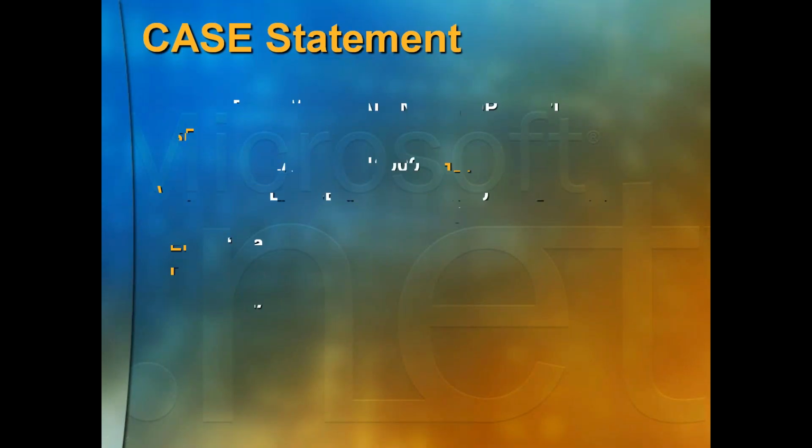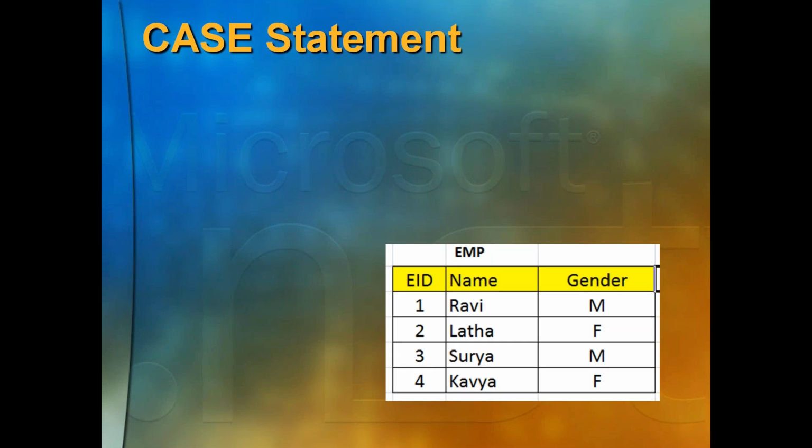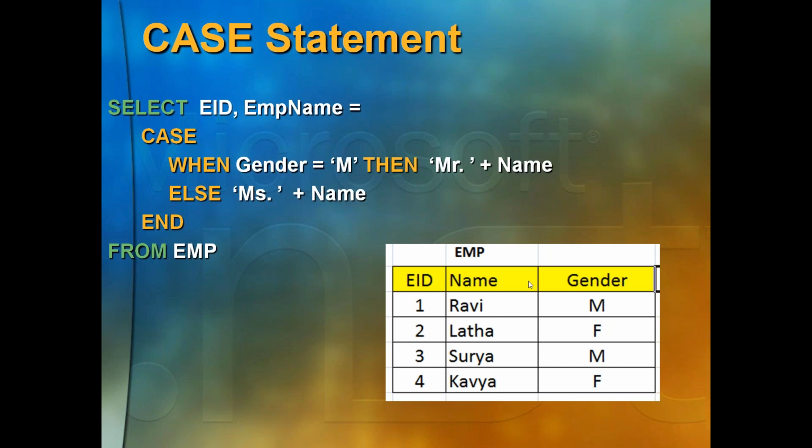Now, let me give you one more example. I have a table called employee table: Ravi, Lata, Surya, Kavya, and there is male, female data. If it is male, I want to prefix Mr., and if female, Miss. So Mr. Ravi, Miss Lata, Mr. Surya, Miss Kavya. Like that, I want to prefix Mr. and Miss. So how can we write this?